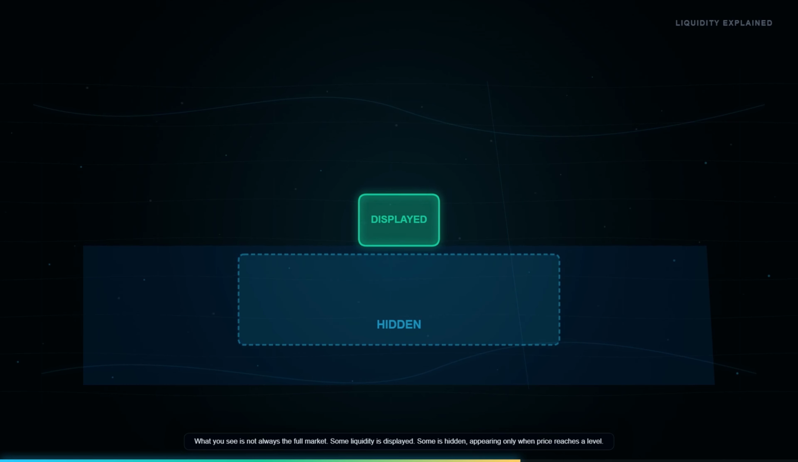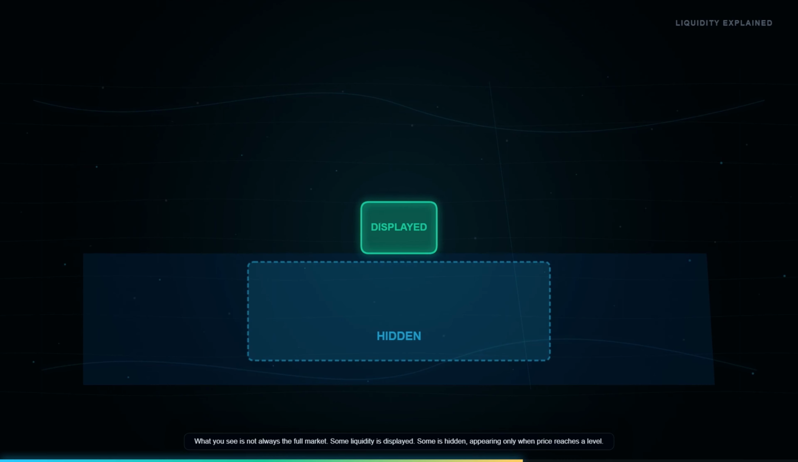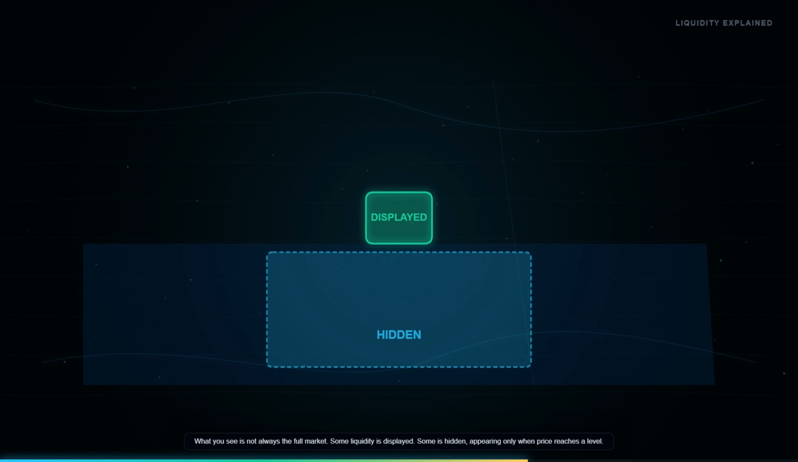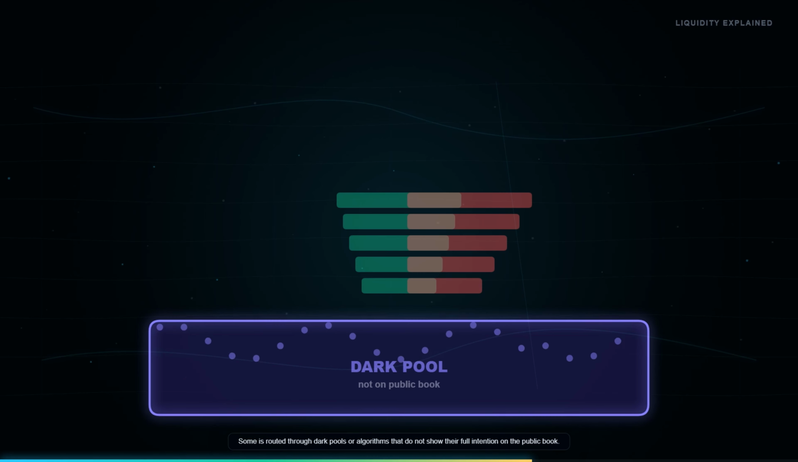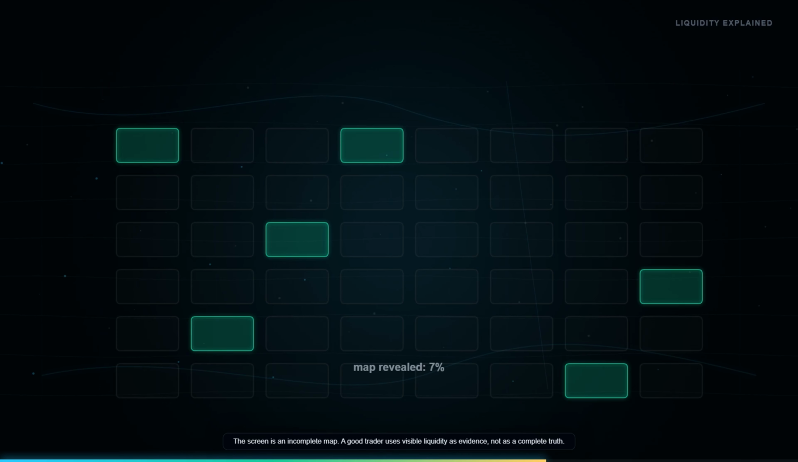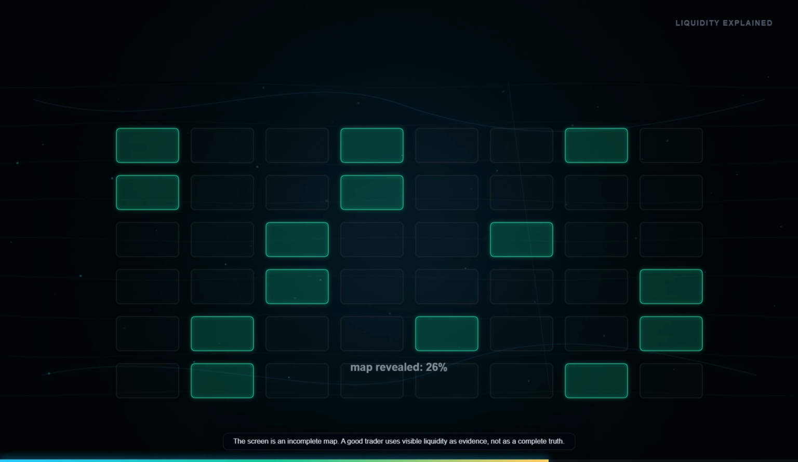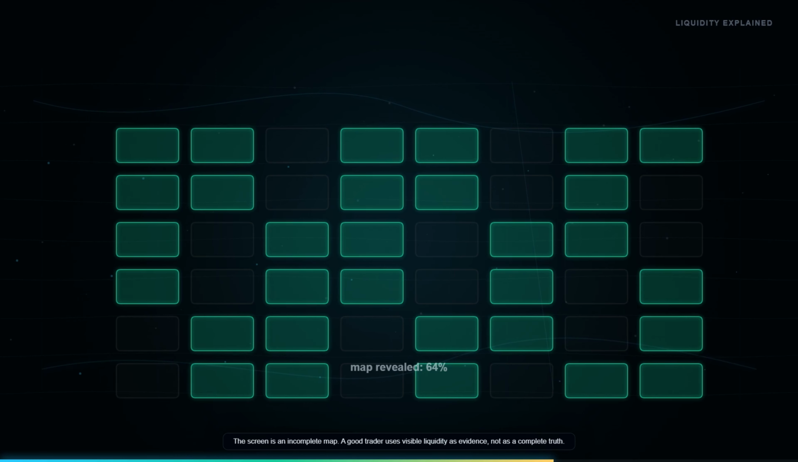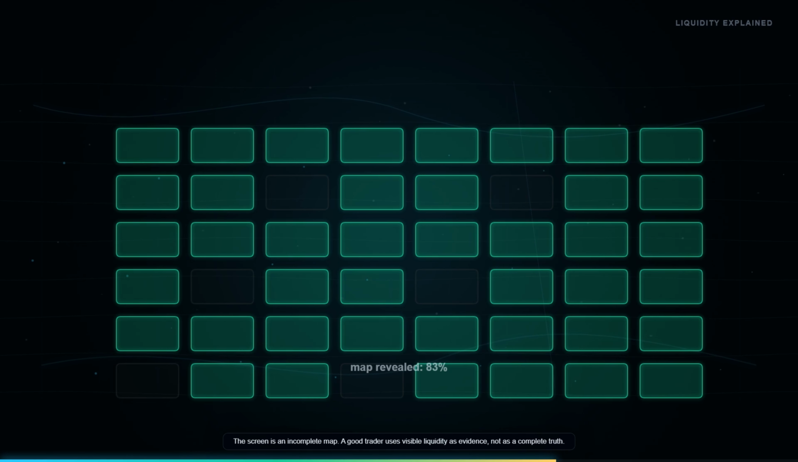What you see is not always the full market. Some liquidity is displayed, some is hidden, appearing only when price reaches a level. Some is routed through dark pools or algorithms that do not show their full intention on the public book. The screen is an incomplete map. A good trader uses visible liquidity as evidence, not as a complete truth.